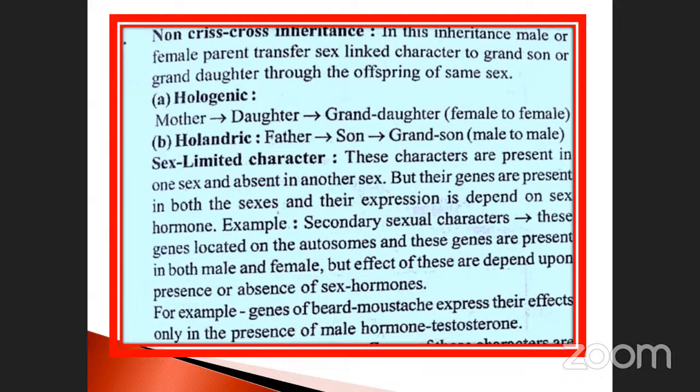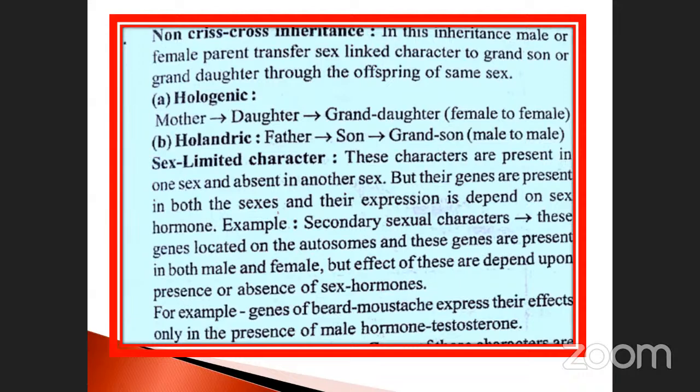That condition is divided into two, according to the transmission of the gene: hologenic and holandric. Hologenic: already told you, mother, daughter, granddaughter, female to female. Here all are female, isn't it? That condition is called hologenic. Hologenic means same sex, see the last word, isn't it? Mother, daughter, granddaughter. This is hologenic.